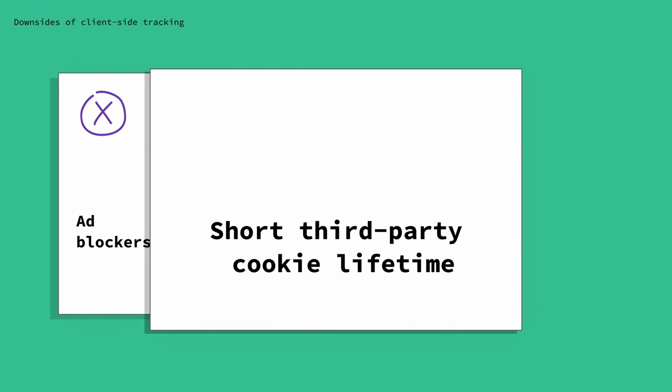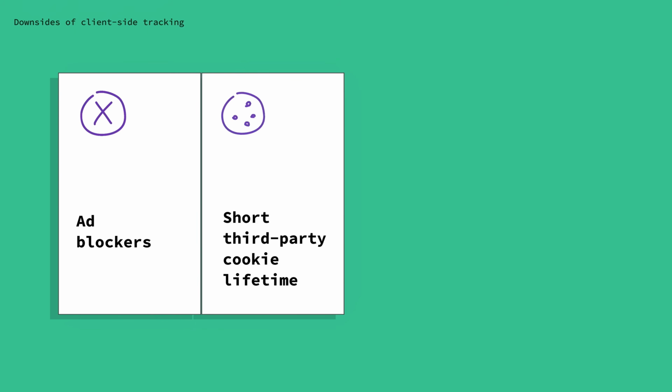Short third-party cookie lifetime. iOS restrictions and browser privacy features significantly shorten cookie lifetimes and impact tracking accuracy. Safari's intelligent tracking prevention limits cookies to just 7 days, while third-party cookies in other browsers are often deleted after around 30 days. It can make it harder to track returning users or build accurate long-term profiles.